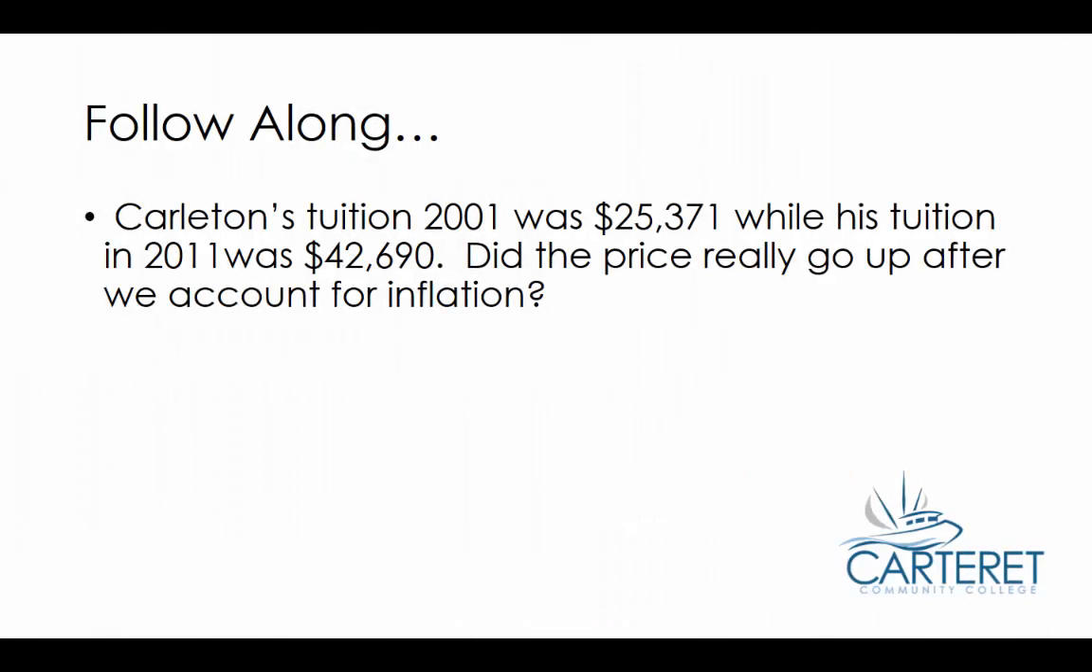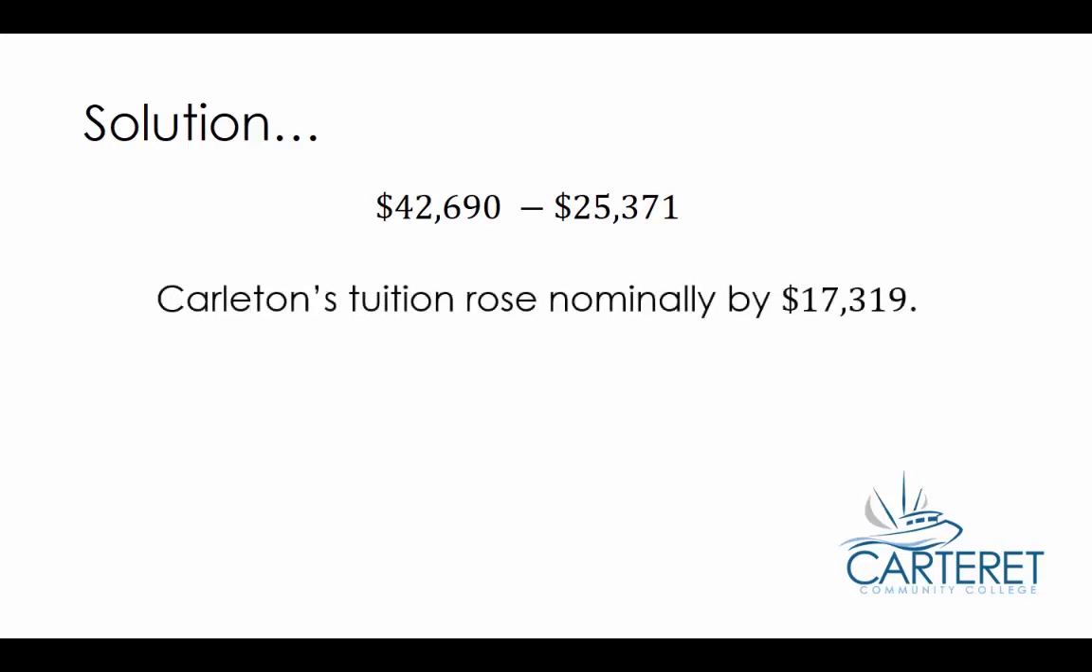Carlton's tuition in 2001 was $25,371, while his tuition in 2011 was $42,690. Did the price really go up after we account for inflation? Simply subtracting the two years of tuition is not enough to explain what is happening here. We can say, however, Carlton's tuition rose nominally by $17,319. But was that due to inflation alone, or were there other outside factors that influenced the increased cost of his tuition? We need to account for inflation first when making comparisons across time.